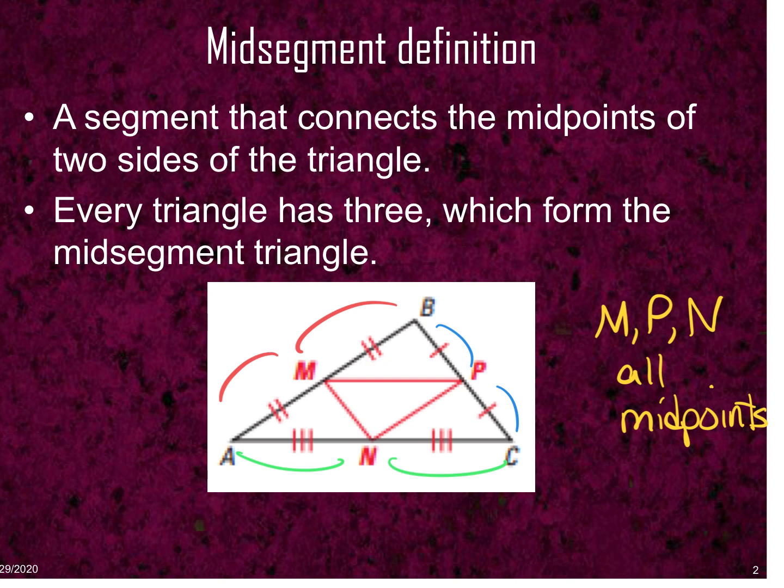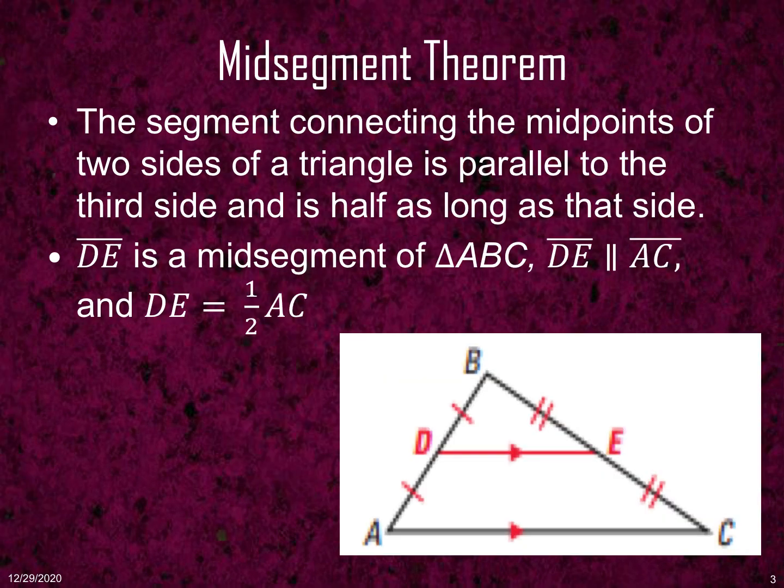Once you connect those midpoints, it creates a mid-segment. And then once you connect these three mid-segments here, it creates the mid-segment triangle. The mid-segment theorem states that the segment connecting the midpoints of two sides of the triangle is parallel to the third side, and it's going to be half as long as that side of the triangle.